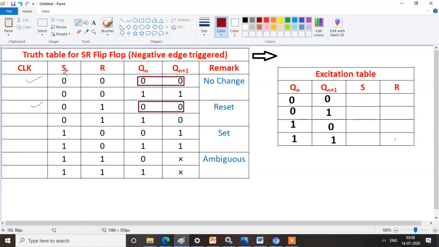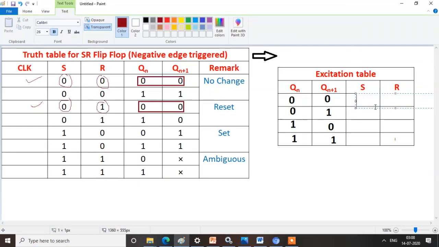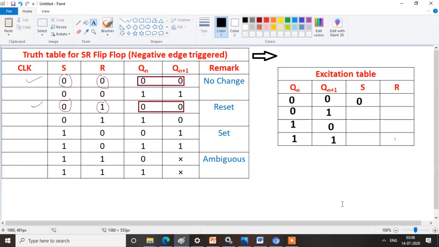So see here, for the first row S is 0, R is 0, and here S is 0 and R is 1. Now let's try to represent this information in the excitation table. In order to make the transition from present state 0 to next state 0, what should be the value of S? See these two rows. S should always be 0. So here can I write S as 0? Yes.